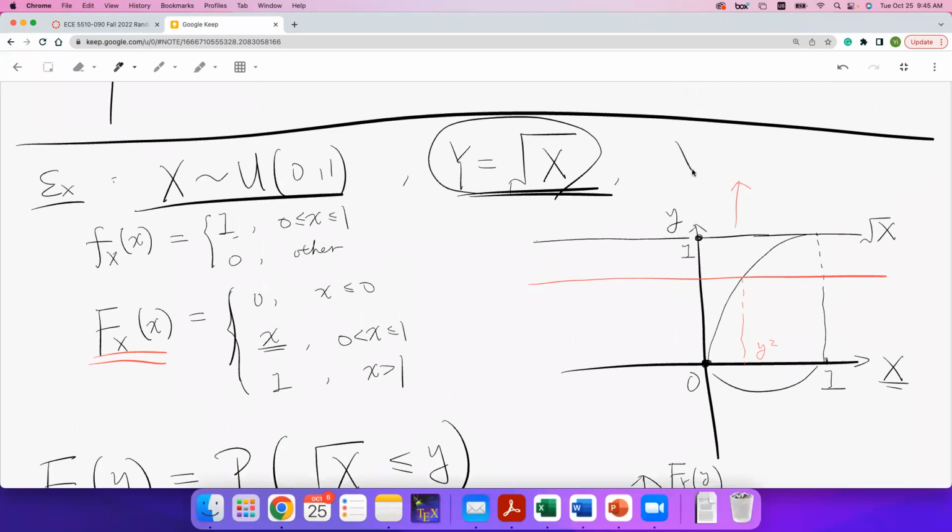But when you sketch this function, make sure you understand the limit, the domain of this function. In this case, x is between 0 and 1, because x is a uniform random variable. So when you sketch this square root function, it should be between 0 and 1 only.